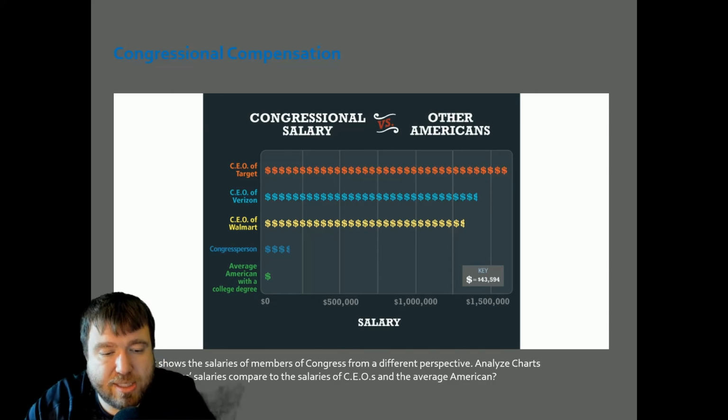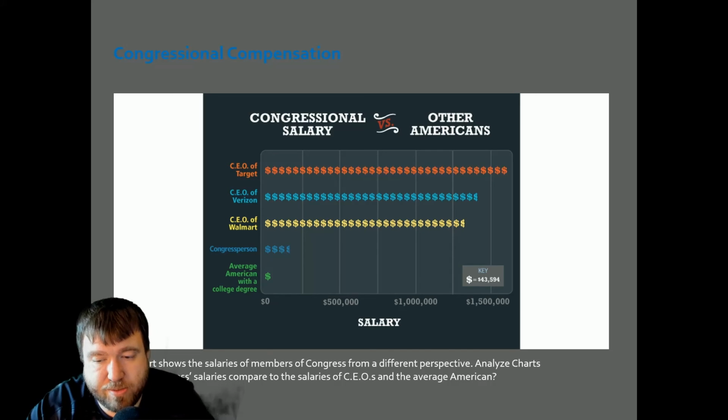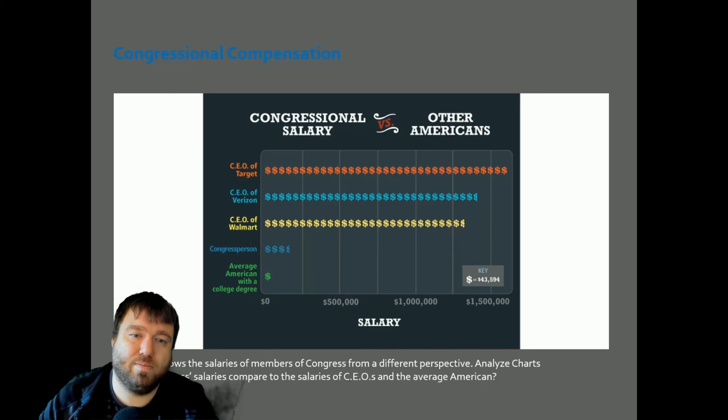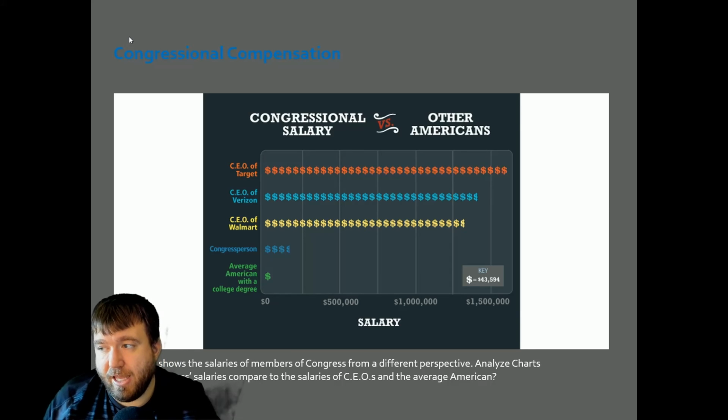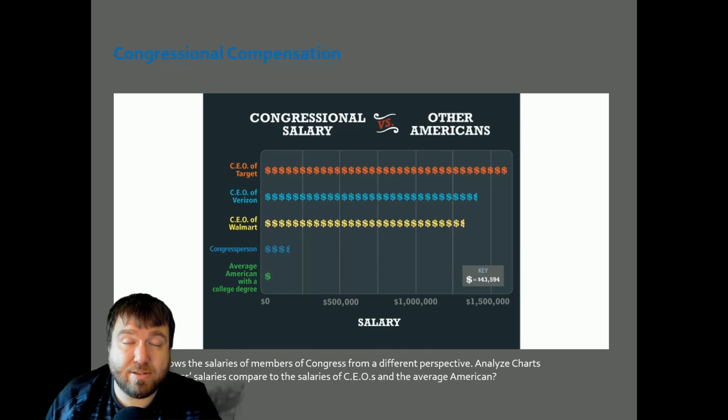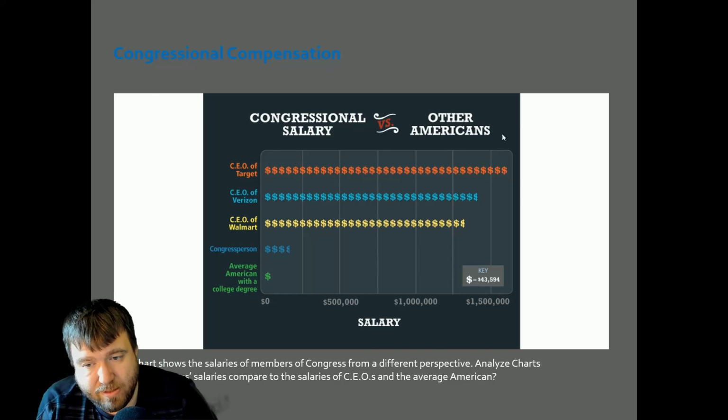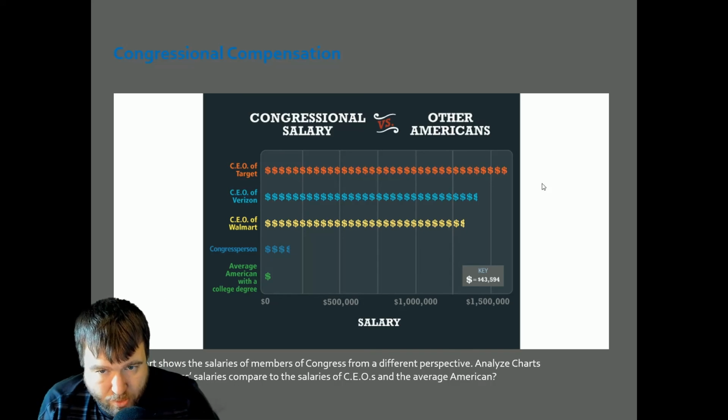Okay, this chart shows the salaries of members of Congress from a different perspective. So we're talking about their pay. And to you and me and your average person, that sounds like a whole heck of a lot of money. But let's put that in a little bit of perspective. So, for this chart, the key here says that one dollar sign equals $43,594.